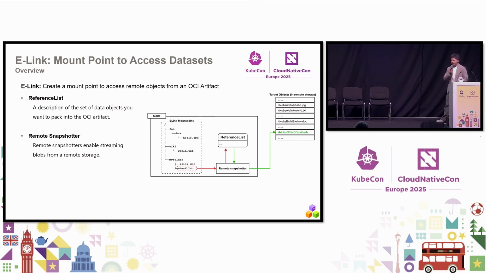The dataset description, reference list, and remote snapshotters are the core of this solution. The reference list is a set of data objects you want to package into the OCI artifact. The remote snapshotter here will parse the reference items from the reference list and create the mount point for streaming.